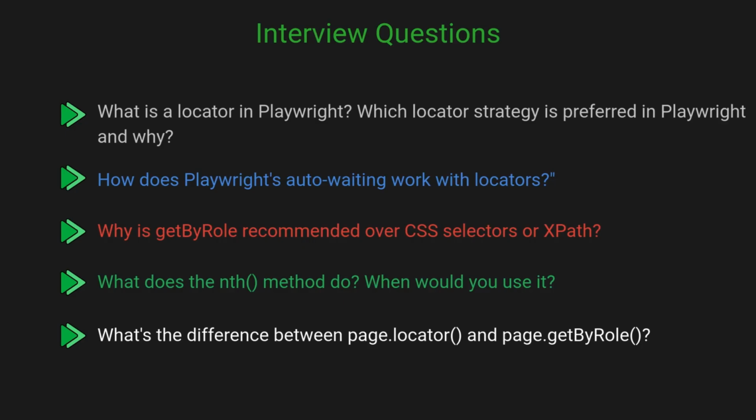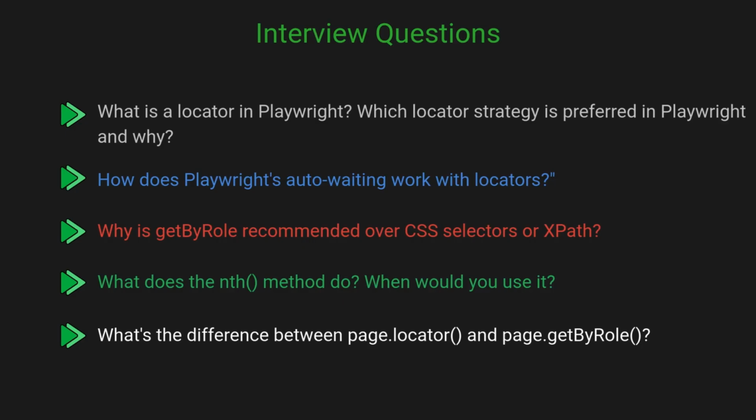Next question is, how does Playwright's auto waiting work with locators? So let's first understand what auto waiting is. In many automation tools, we manually write waits like Thread.sleep, explicit wait, implicit waits. But in Playwright, we need not write these manual waits. Playwright waits automatically before performing actions. This is called auto waiting. So how does it work?